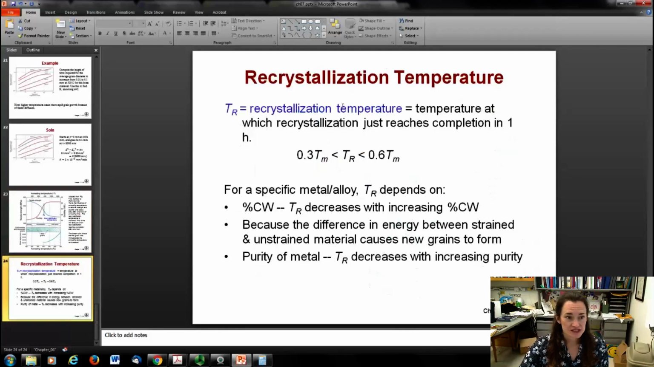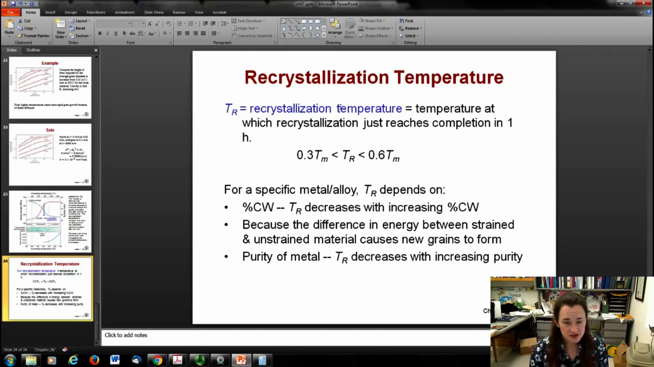Now that recrystallization temperature was a line shown on the previous plot. The recrystallization temperature is defined as the minimum temperature at which recrystallization just reaches completion in an hour. And it's usually between 30 and 60% of the melting point of the material.